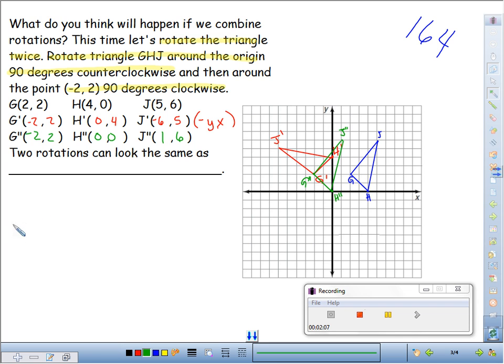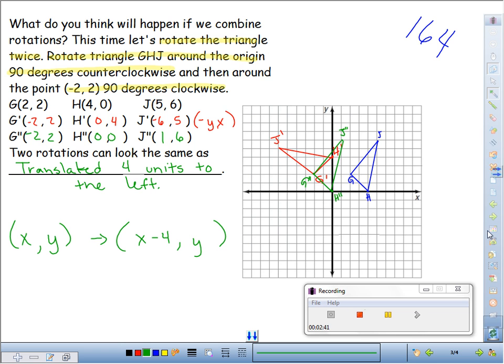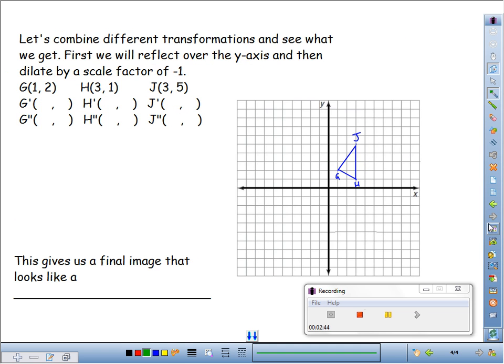So what happened? If I'm looking at my x, y, my original figure, it transformed into, what happened to my x's? 2 to negative 2. The difference between there is a negative 4. And then my y's stayed the same. So what happened here? It translated 4 units to the left. There we go.